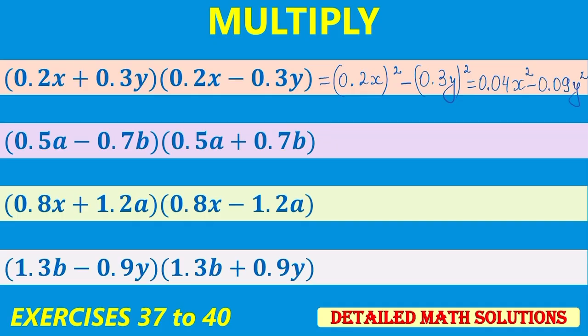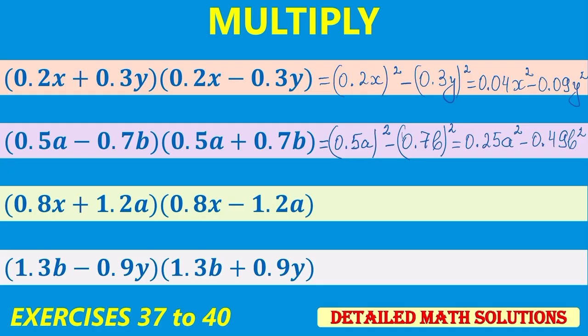Next exercise, multiply (0.5a - 0.7b) and (0.5a + 0.7b). Again, when I use the formula, this equals the first term (0.5a) squared minus (0.7b) squared, which equals 0.25a squared minus 0.49b squared.